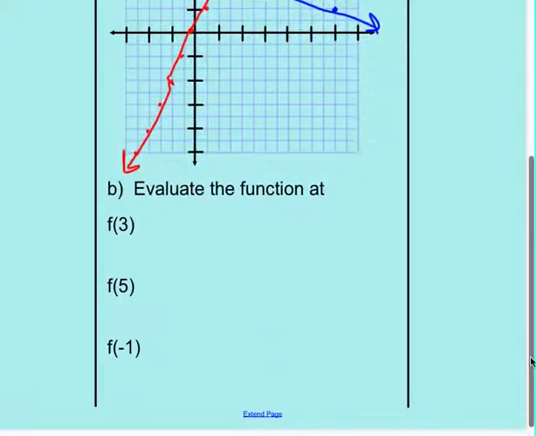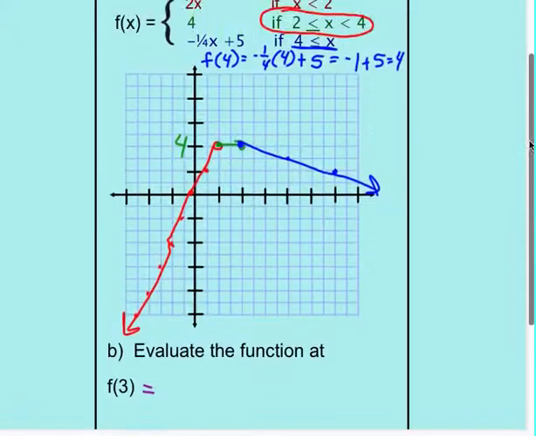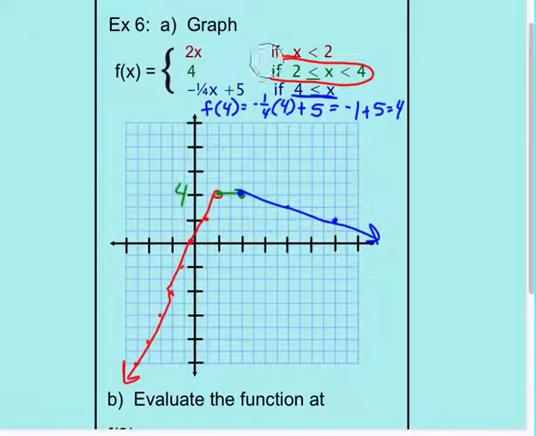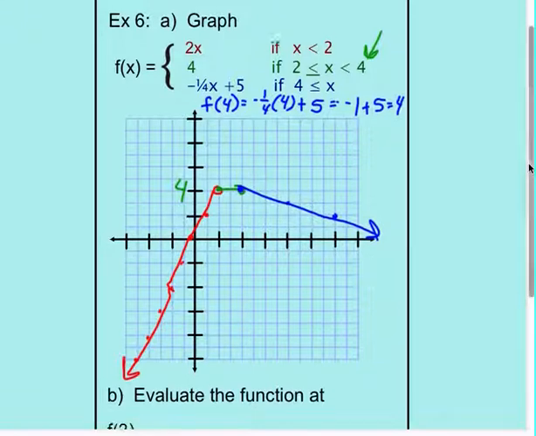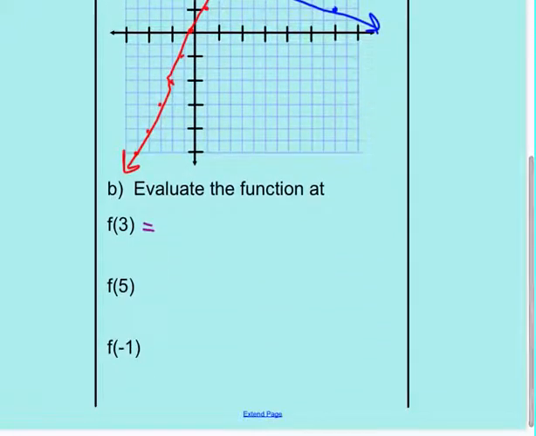Now we're going to figure out how to evaluate a piecewise function. So f of 3. When we're looking at our function, we need to figure out which one of the three we use when x is 3. So when we look at our 3 different domains, we have to figure out which one 3 would fit in. Well, 3 is between 2 and 4, so I'm going to use the green part of my function because that's where my domain falls. And f of x equals 4. So there's really no work to do. f of 3 equals 4 using my green function.